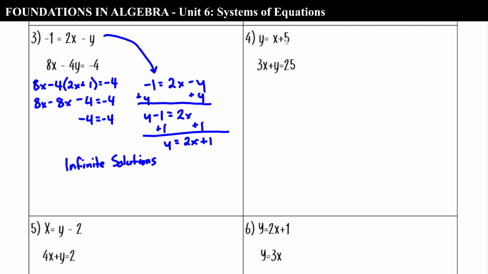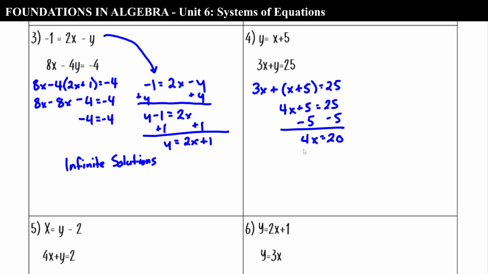All right, for number 4, we have y equals x plus 5. That's already solved for us, so we're going to put that in place of y here. So 3x plus x gives us 4x. Subtract the 5 from each side. You get 4x equals 20. Divide each side by 4. And you have x is equal to 5. So now we can just plug that back into one of the originals. The top one is the easier of the two because 5 plus 5 is 10. So your answer is 5, 10.